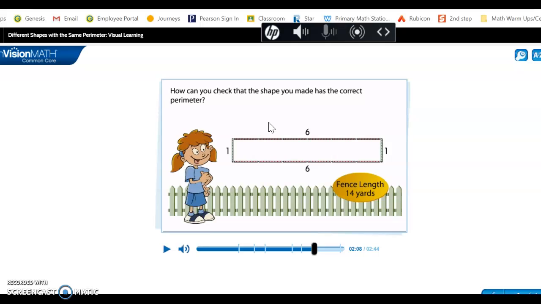So we know that we find the perimeter of a shape by adding up the length of all the sides. So if we add 6 plus 1 plus 6 plus 1, we will get a total of 14, and then we know that our shape has the correct perimeter.